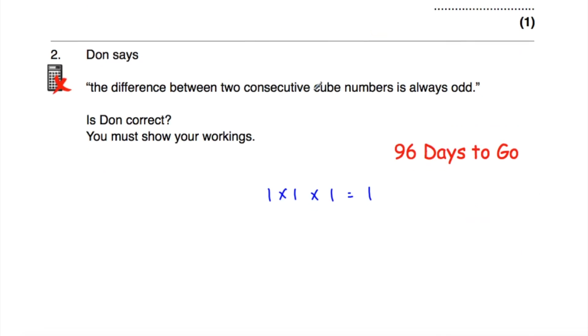So question number 2 is on cube numbers, and it says Don says the difference between 2 consecutive cube numbers is always odd. So let's find our consecutive cube numbers. So we've got 1 times 1 times 1 is equal to 1. 2 times 2 times 2 is equal to 8, because 2 times 2 is 4, times 2 is 8. 3 times 3 times 3, well 3 times 3 is 9, times 3 is 27. 4 times 4 times 4 is equal to 64.